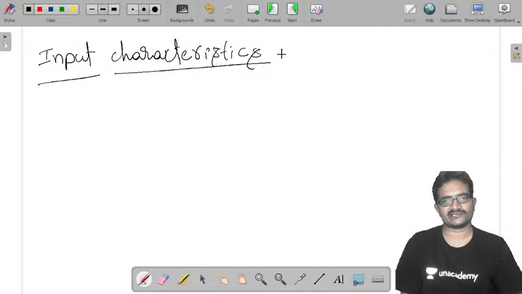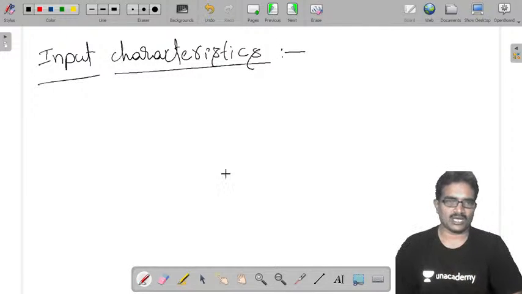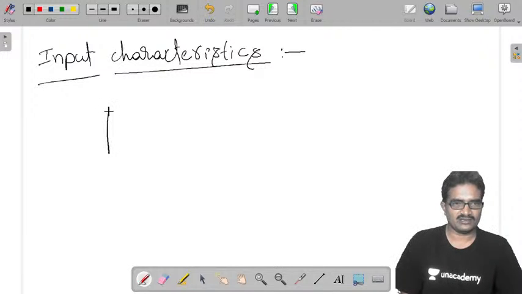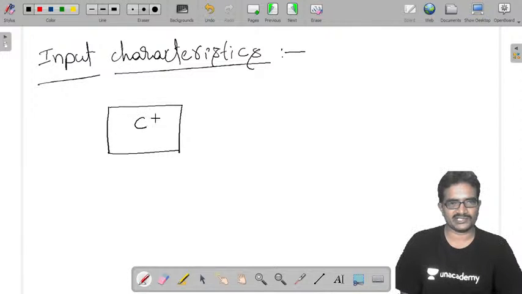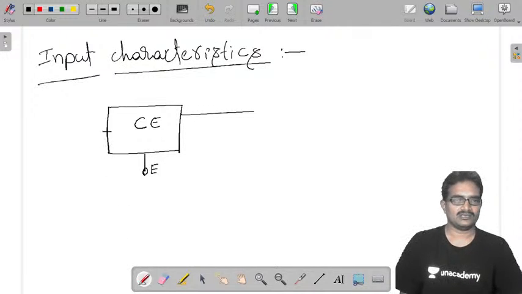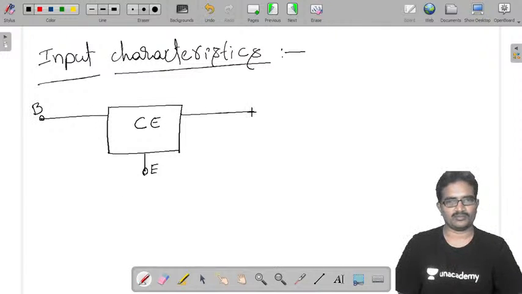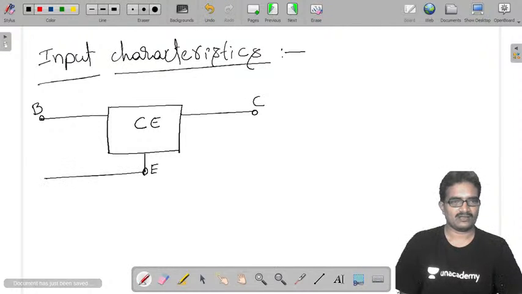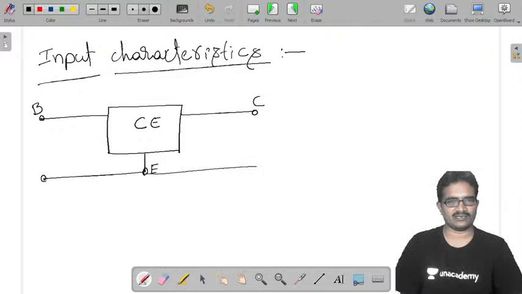Input characteristics. Now, we are taking CE, that means the transistor should be in common emitter configuration. So here emitter is common, input terminal should be base, output terminal should be collector. So emitter is the common terminal.